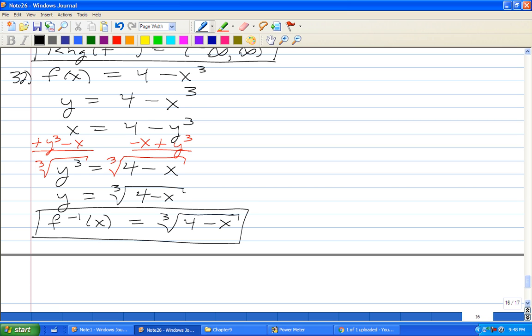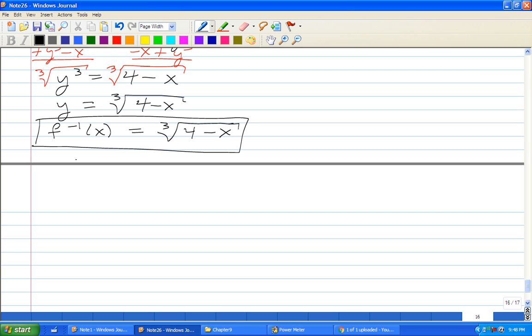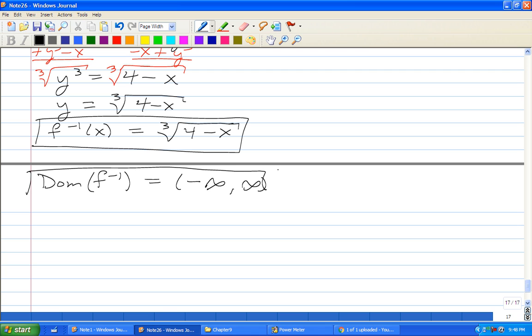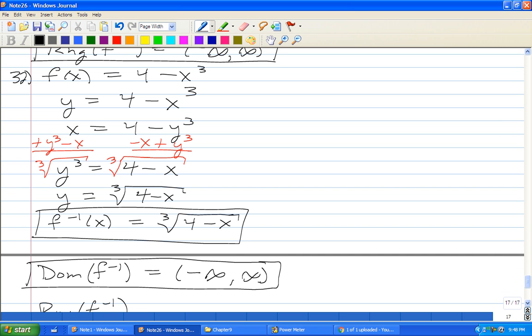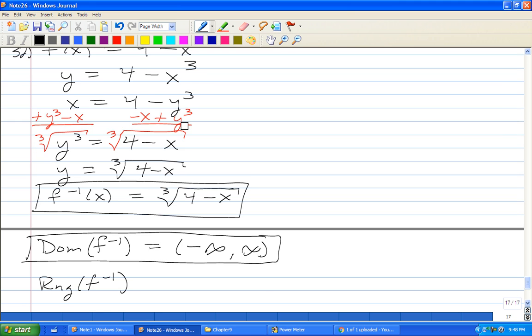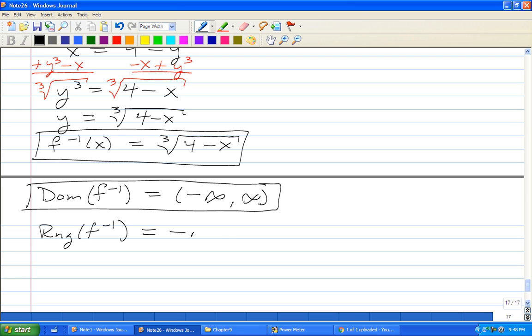The domain, well, again, I'm taking a cube root, so I'm never dividing by 0 nor taking even roots of negative numbers. So the domain of my inverse function is everything. And the range, well, for this original function, the domain is everything. So therefore, the range of the inverse function is all real numbers.